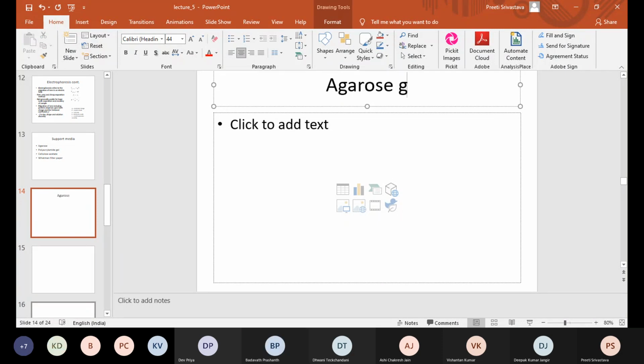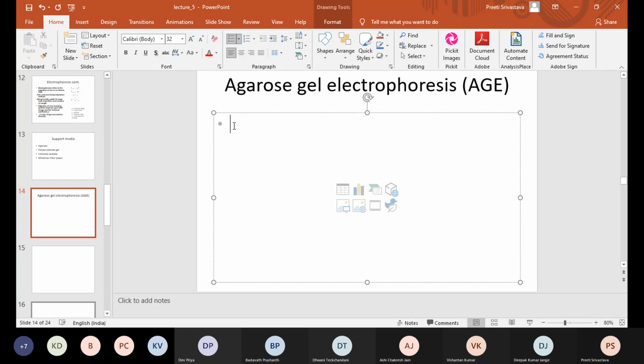So agarose gel electrophoresis is actually done for the separation of both nucleic acids as well as proteins. So there is a misconception. I'll be discussing first the example of nucleic acids and then I will explain later how it can be used for separation of proteins.